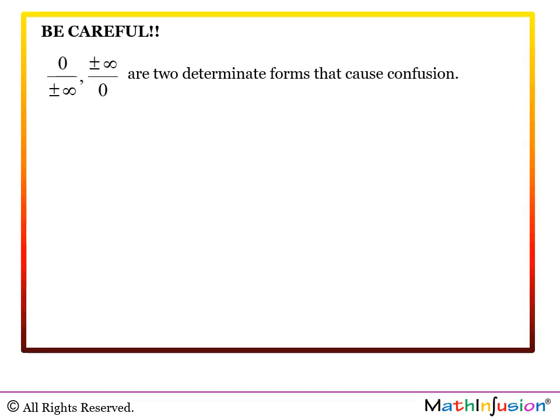Be careful. 0 over plus minus infinity or plus minus infinity over 0 are two indeterminate forms that cause a lot of confusion. They're the most confusing indeterminate forms. I'm going to use the fact that infinity and 0 are reciprocals of each other to show you how to deal with those forms.